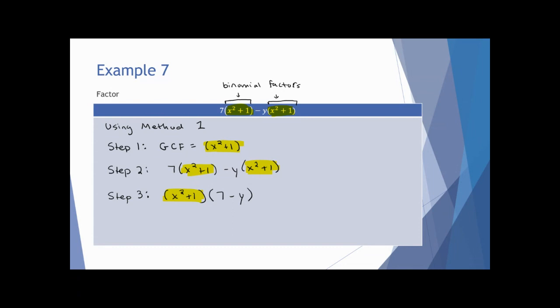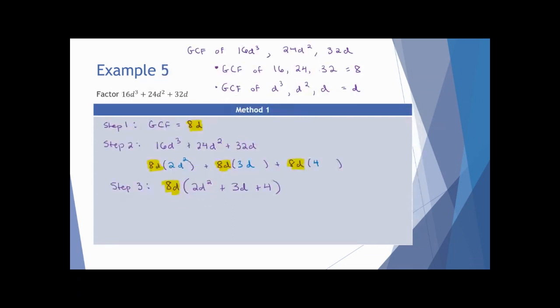So I'm going to just quickly flip over to example 5. So you can see how it's the same sort of thing. You have your GCF, you separate your GCF out, and then that goes in front, and then what's left over gets into a set of parentheses here. So that's why I color coded and had the highlighting, so you can see how those work.